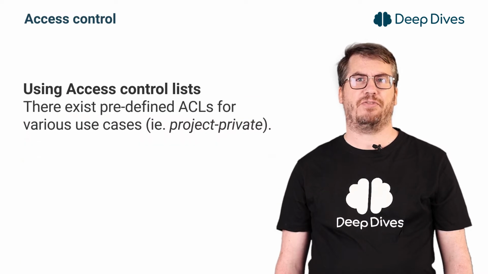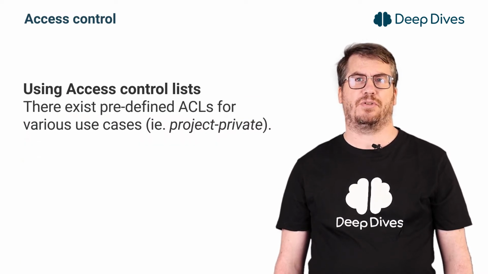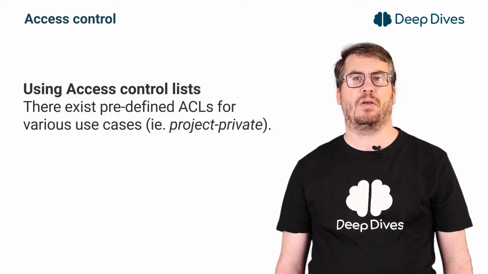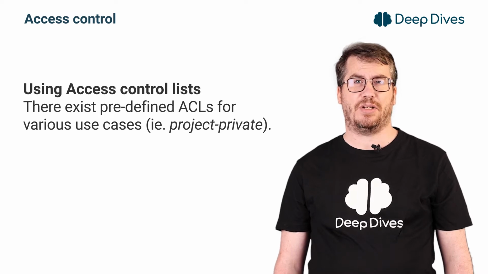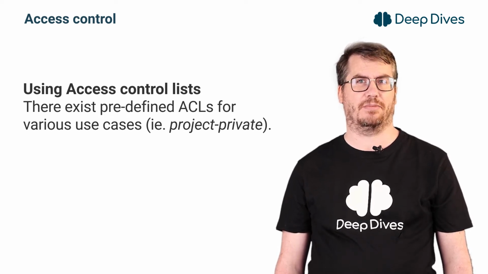There exist some predefined ACLs for various use cases, and new buckets use the project private predefined ACL by default. There's also a default object ACL, and that's the predefined project private ACL as well.